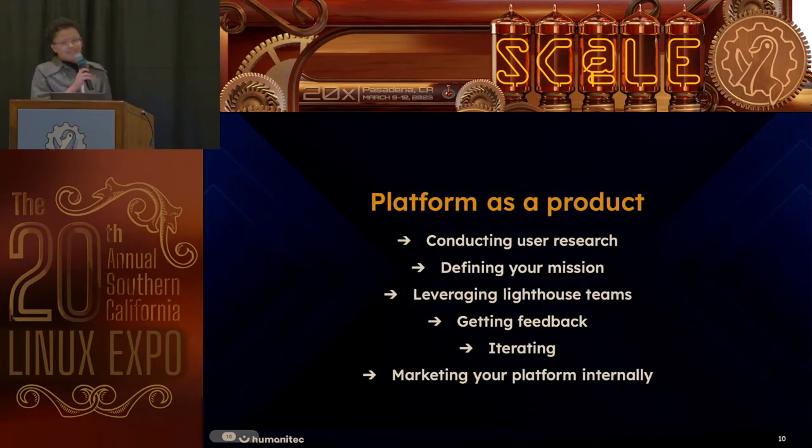Now let's get into the meat of this presentation, which is platform as a product. This is really what enables you to build a platform that people actually want to use and that actually enables your organization to move faster. Platform as a product has a lot of different elements to it.